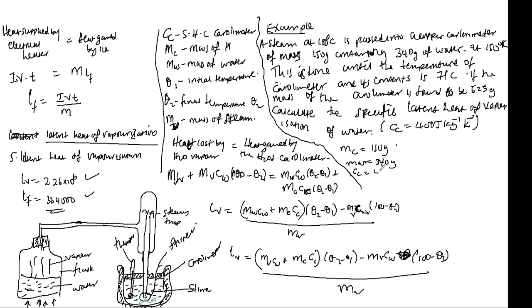The specific heat capacity of copper has been given as 400. We have temperature theta 1, which is 100, dropped to theta 3, which is 71. We have theta 2, which was the initial temperature of the water and the calorimeter, which was 50 degrees Celsius, not 150. So heat lost by steam is equal to heat gained by water.